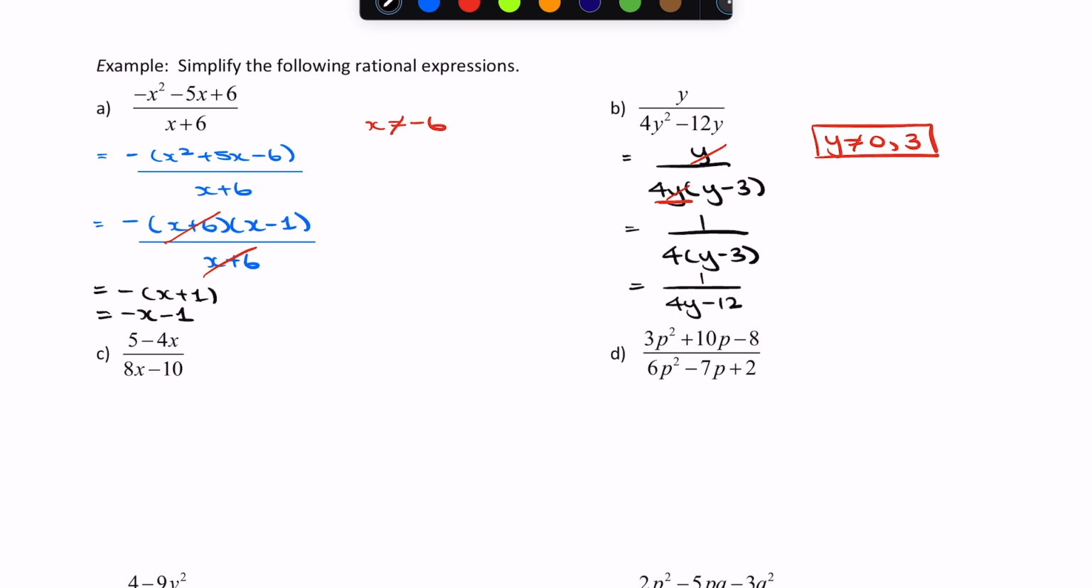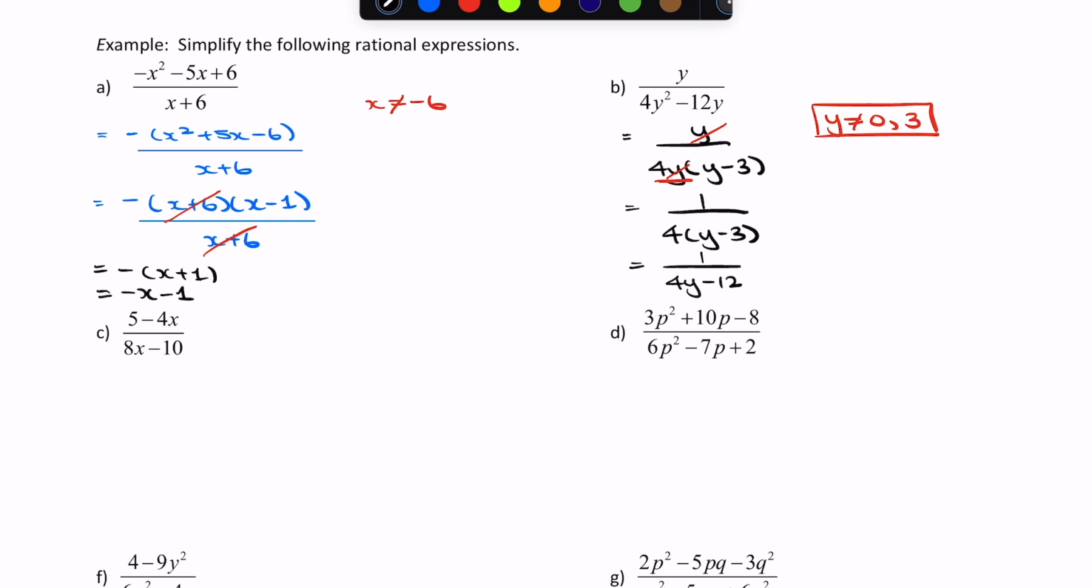So here we have 5 minus 4x over 8x minus 10. Here we'll factor out a negative from the top. That'll leave us with 4x minus 5. Factor out a 2 from the bottom. Leave us with 4x minus 5. So here, our restriction, x cannot be equal to 5 over 4. Cancel out the 4x minus 5. That gives us negative 1 over 2.